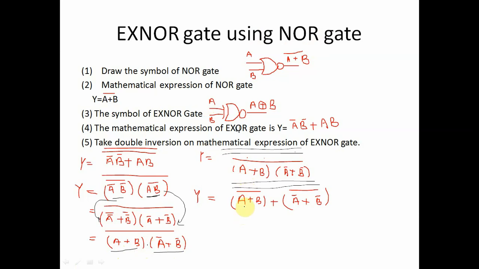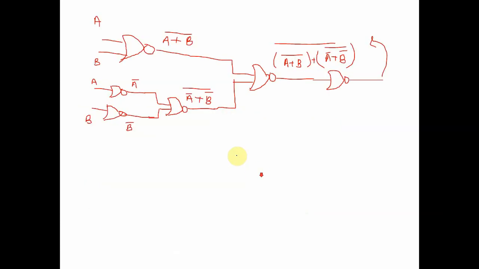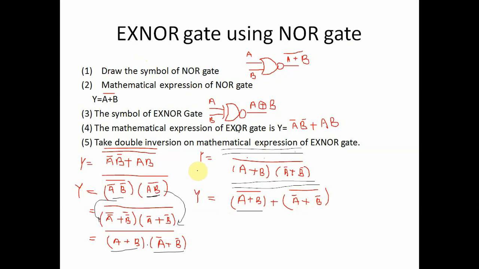After taking the double inversion method, first we get a plus b bar, in the second we get a bar plus b bar bar. After that, how many complements are present here? The first complement, second complement, third complement, fourth complement, fifth complement, sixth complement. So 6 NOR gates are required. So first NOR gate, second NOR gate, third NOR gate, fourth NOR gate, fifth NOR gate, and sixth NOR gate. In the first NOR gate we get a plus b bar. In the second NOR gate we get a bar plus b bar bar.